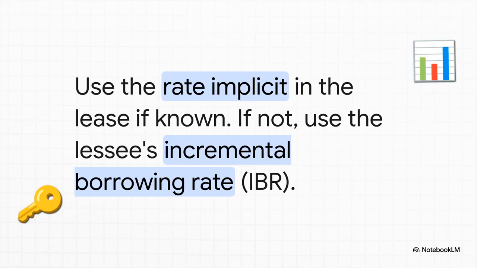The discount rate is absolutely key, and the standard gives you a clear hierarchy. Your first choice is the rate implicit in the lease. But let's be practical. To calculate that, you'd need to know the asset's fair value and what the lessor thinks its residual value will be, information a lessee almost never has. So what happens in practice? Well, in nearly every real-world scenario, companies have to use the second option, the lessee's incremental borrowing rate, the IBR.